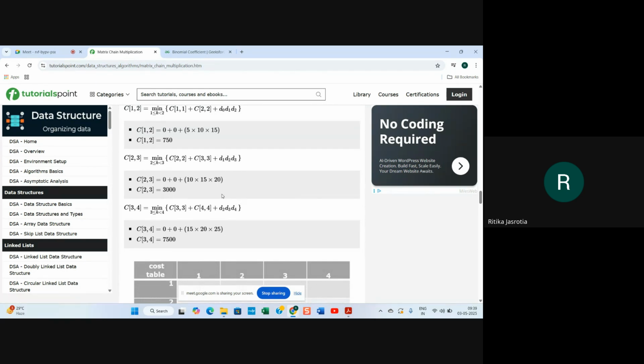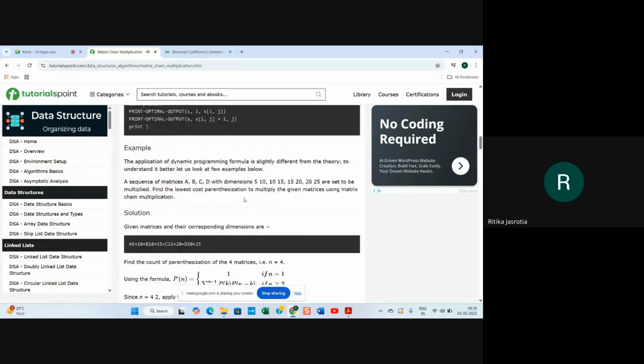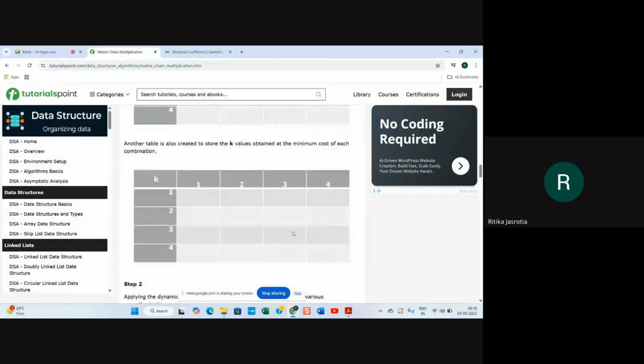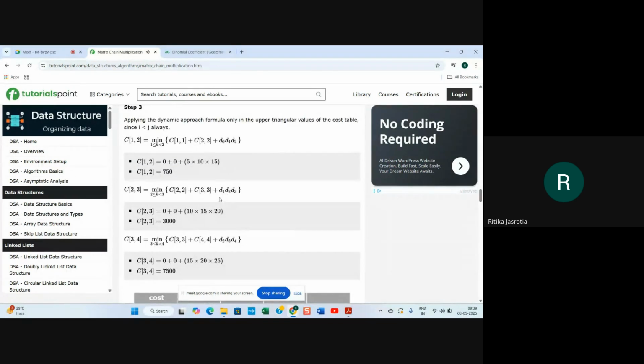Our d1 is 10, which I have already told you. Here this is d0, this is d1, then this is d2, this is d3, and this is d4. So d1 is 10, d2 is 15, and d3 is 20. So these are the values of these determinants, or you can say the sizes.